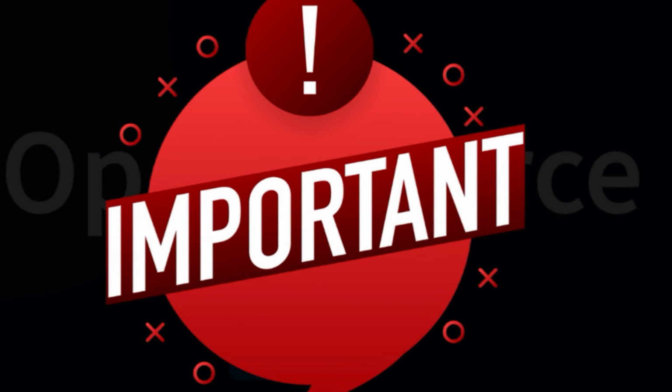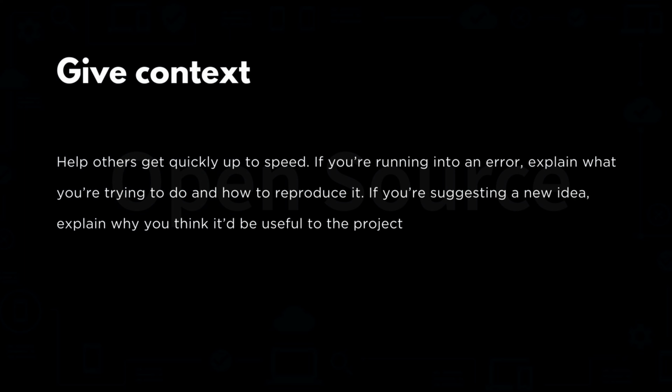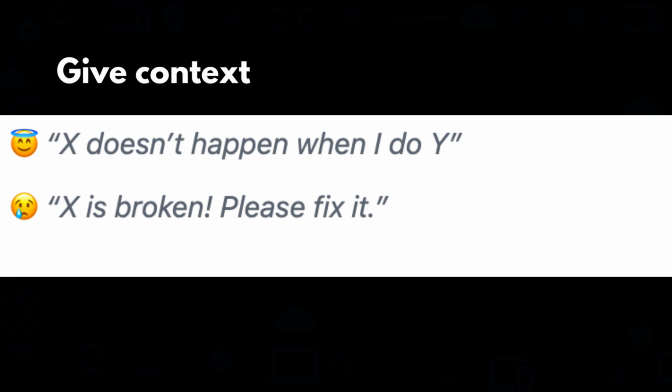The first thing you have to do is give context to other developers, and that will help you speed up the entire process. If you are running into an error, explain what you are trying to do and how to reproduce it. If you are suggesting a new idea, explain why you think it would be useful to the project, not just for you, but how it will help other developers who use that particular technology. You can give examples like, X doesn't happen when I do Y.